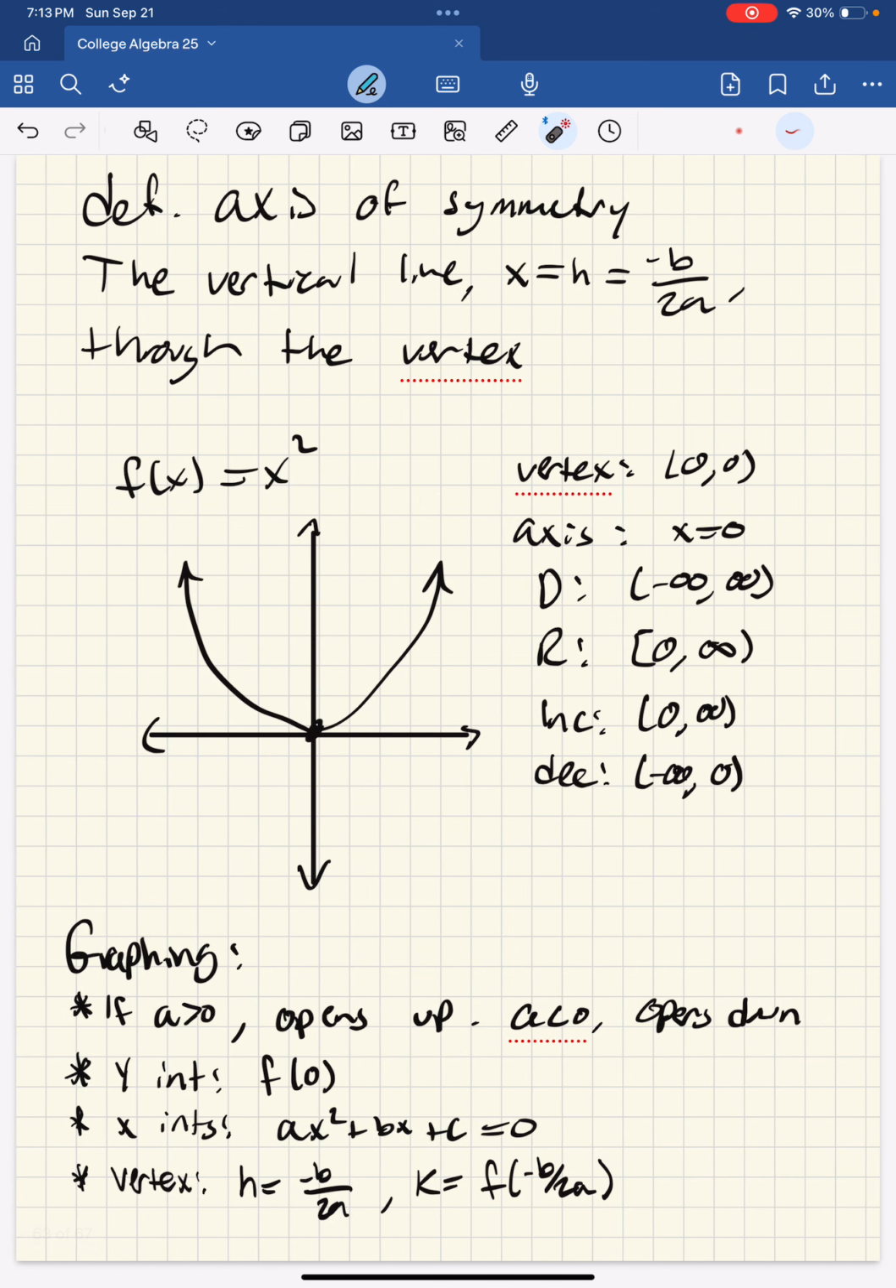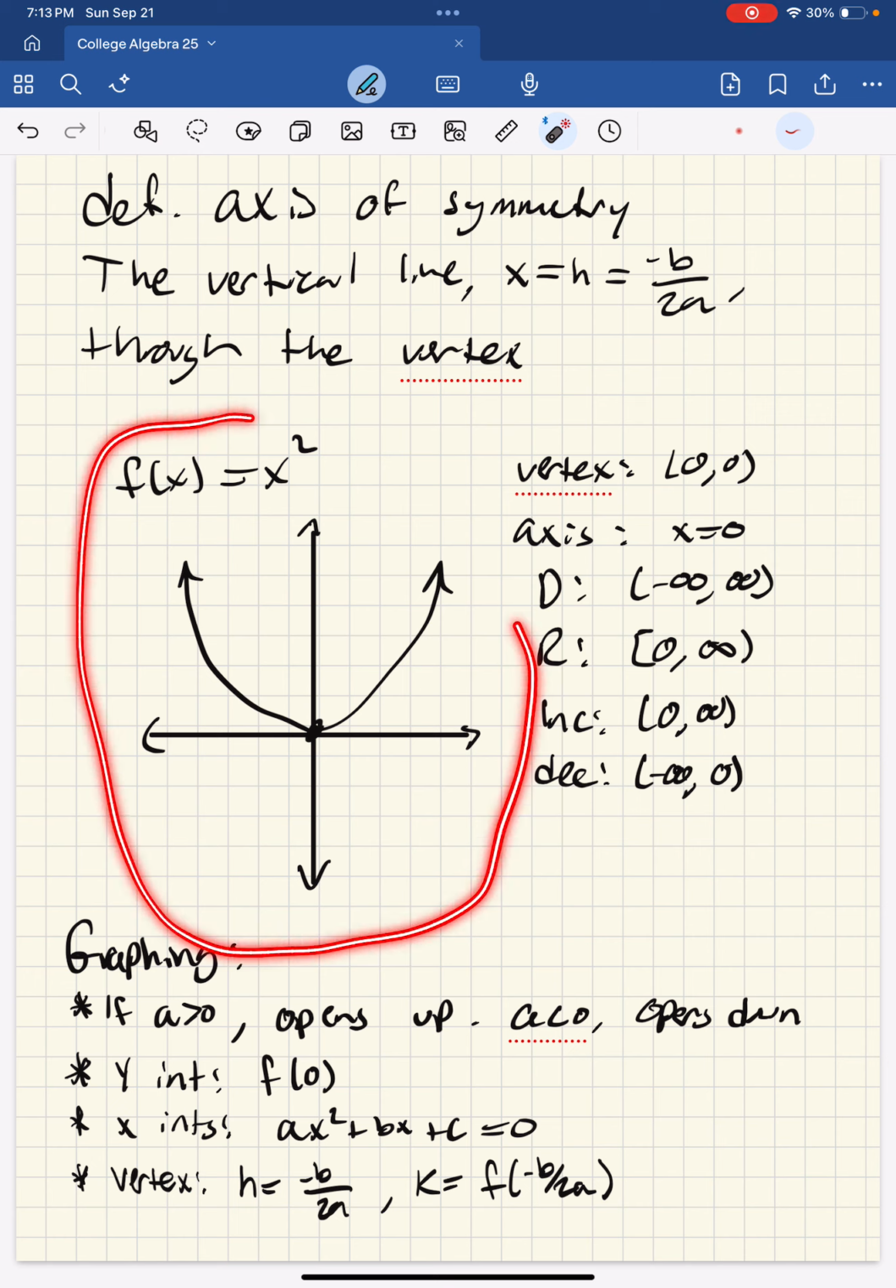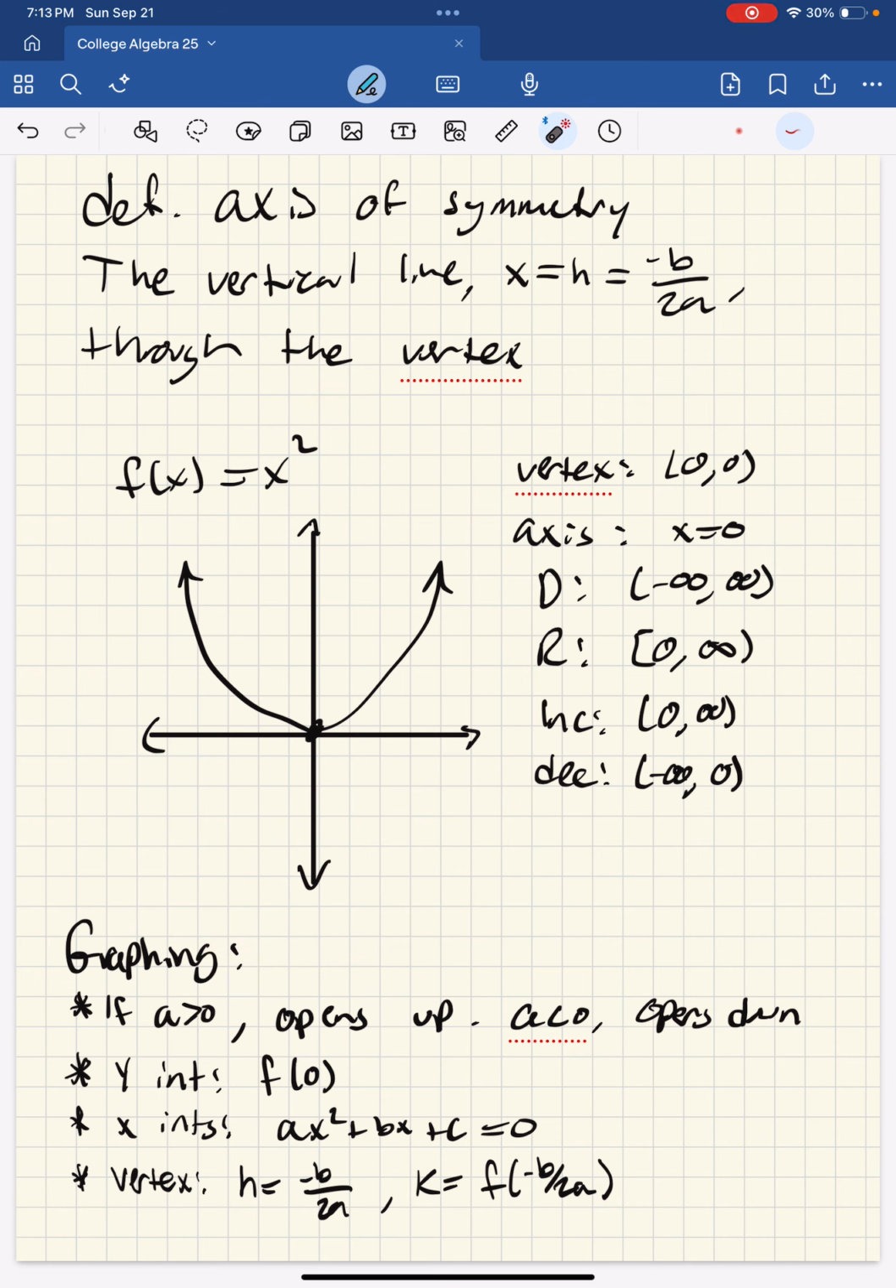The definition of the axis of symmetry is the vertical line x equals h, which again is negative b over 2a, through the vertex. So here on the graph of x squared, we have the axis of symmetry. What that does is, no matter where the parabola is, when you fold it across the axis, the graph is on top of itself. So we've already talked about f of x equals x squared.